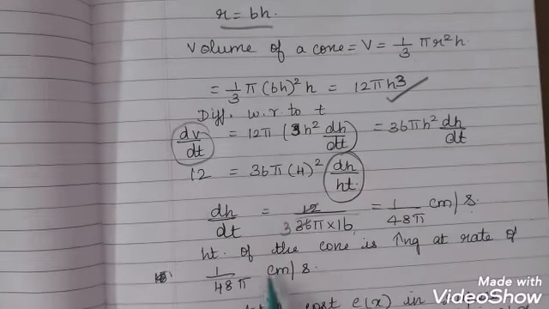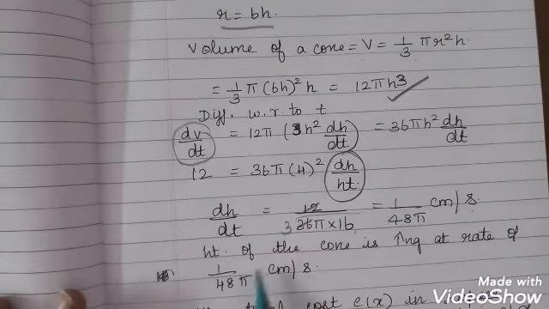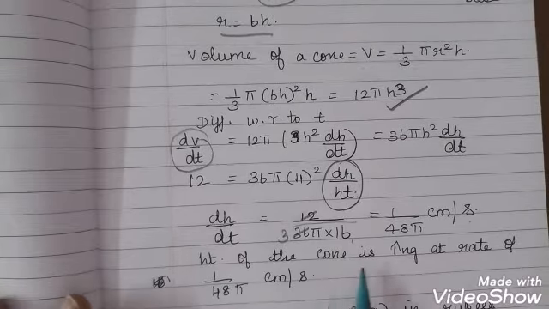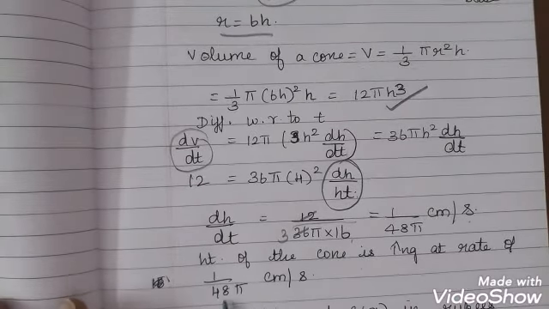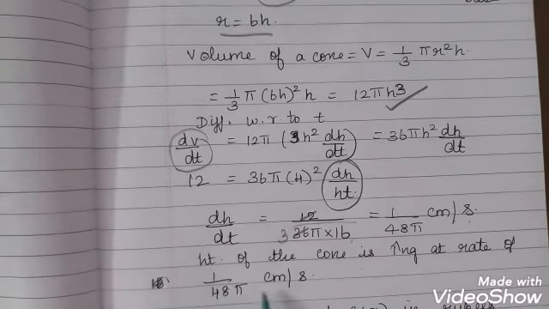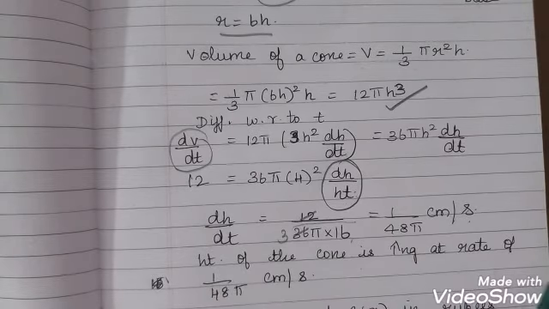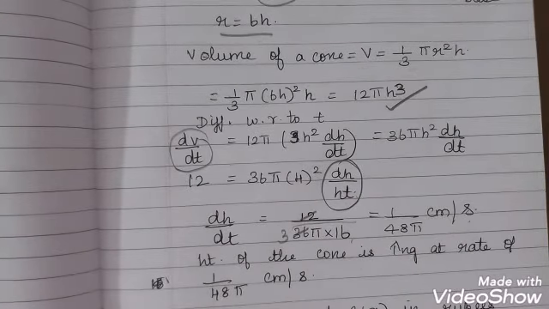So what is the height of the cone actually here? Therefore I can say that the height of the cone is increasing at a rate of 1 by 48 pi centimeter per second. You understood? Yes.